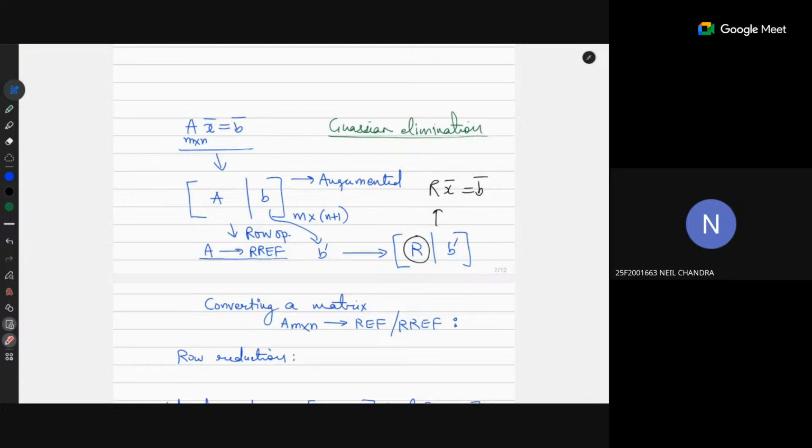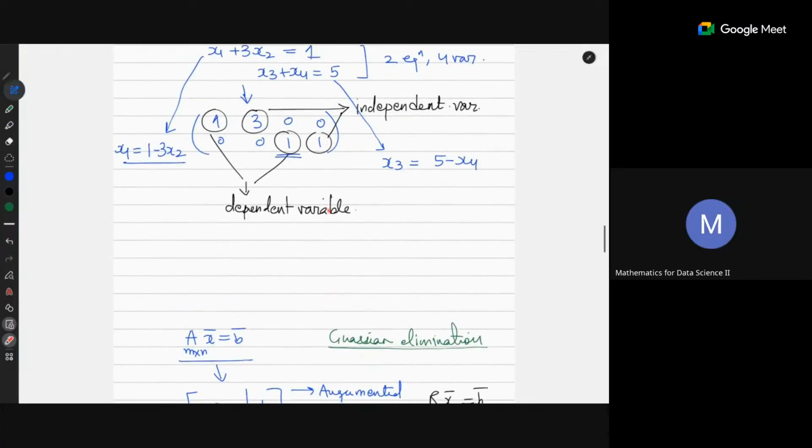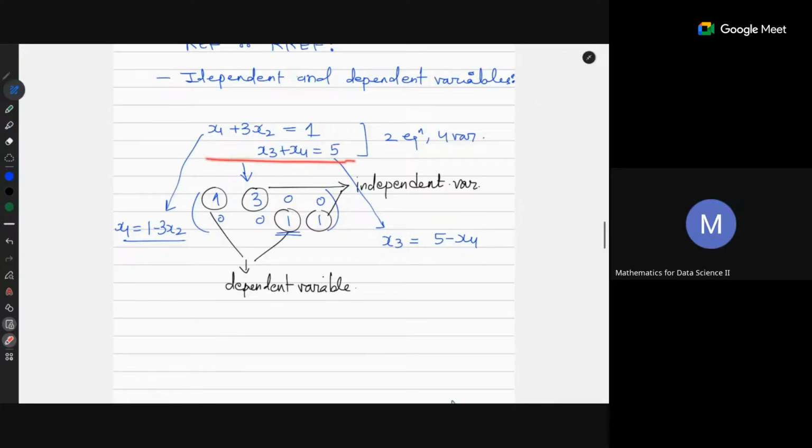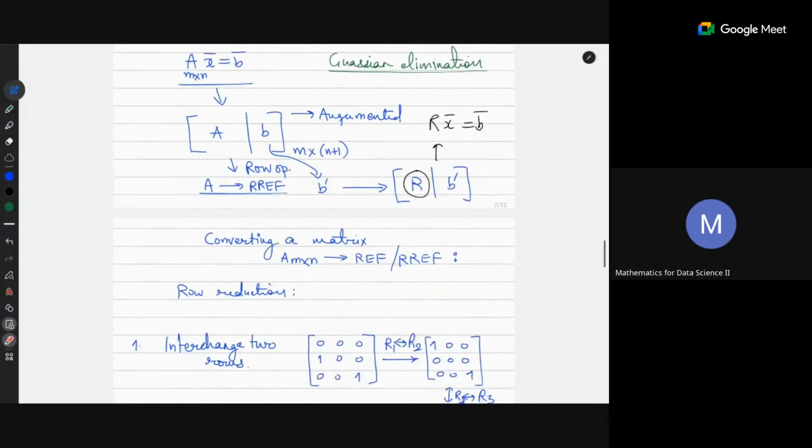Okay, thank you, sir. After we do the operations to convert A into RREF and B also changes, then what do we do? We will convert it back into a system of equations, which corresponds to the RREF form, whose coefficient matrix is in RREF form, and then we will solve this system. The solving we do by the Gaussian elimination method.